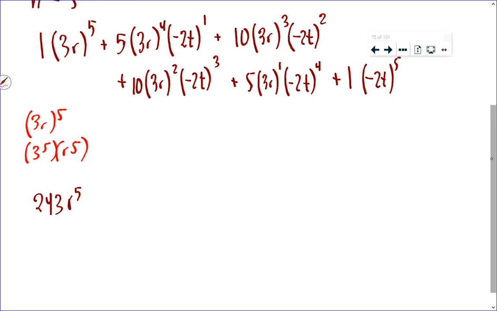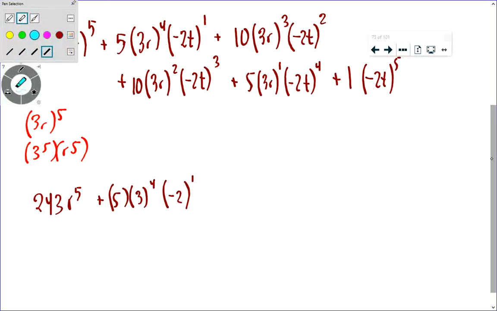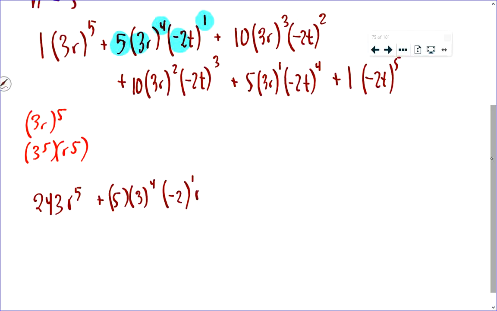My second term is not going to have a coefficient of 5. It's going to have a coefficient that contains a factor of 5. It's also going to contain a factor of 3 to the 4, and it's also going to contain a factor of negative 2t to the 1. All of these things I'm about to highlight, everybody, contribute to the coefficient. And we'll worry about what that number is in a second. But we're also going to have an r to the 4 and a t to the 1.